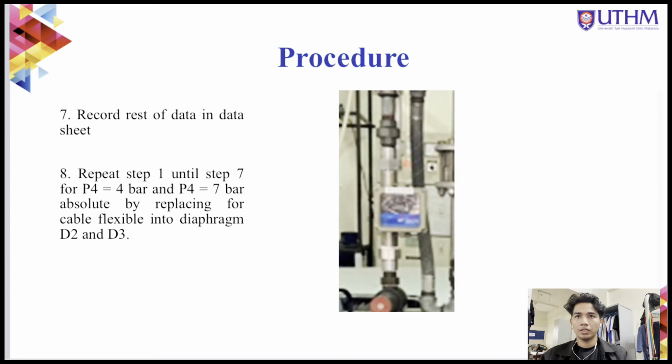Next is number 7, record the rest of the data in the data sheet. 8, repeat step 1 until step 7 for P4 4 bar and P4 7 bar absolute by replacing the flexible cable into diagram D2 and D3.